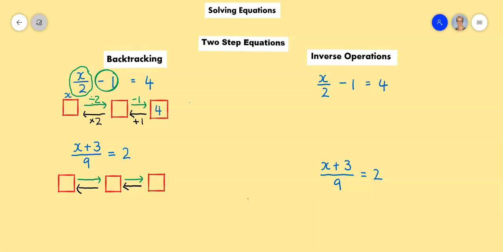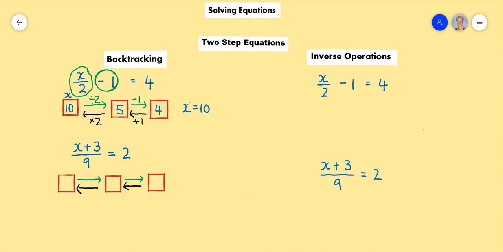Now let's backtrack. 4 plus 1 gives us 5. 5 times 2 gives us 10. Now let's do the same thing using our inverse operations. So if we go back to our flowchart, we will see that the first thing that we did over here to undo our equation was to add 1. So that's what we're going to do to our equation over here. We're going to add 1 to both sides of the equation.